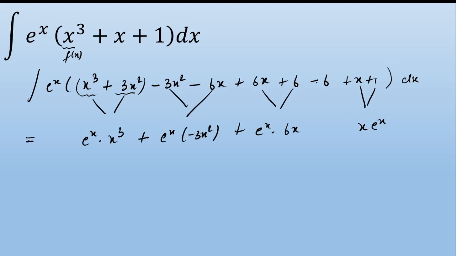Now for this minus 6, if you multiply e raised to power of x with minus 6, you can take a constant outside, and the integration of e raised to power of x is e raised to power of x. So you'll get minus 6 e raised to power of x plus c. This is the constant of integration. So if you can identify f of x and its derivative, you can do this question in 10 seconds.